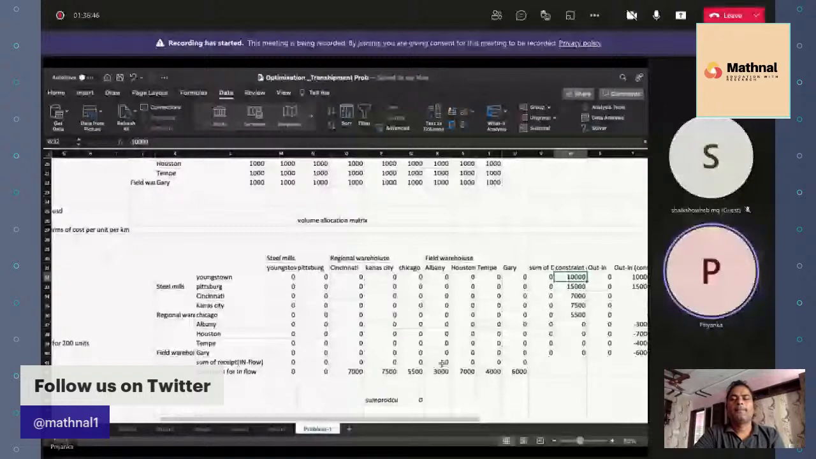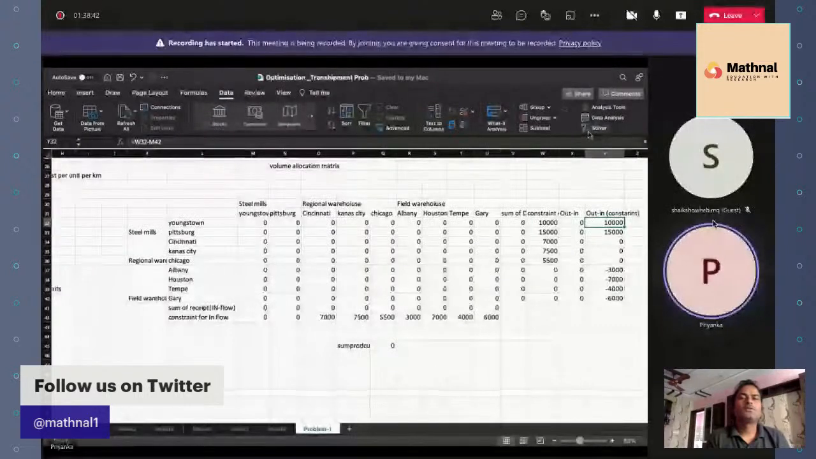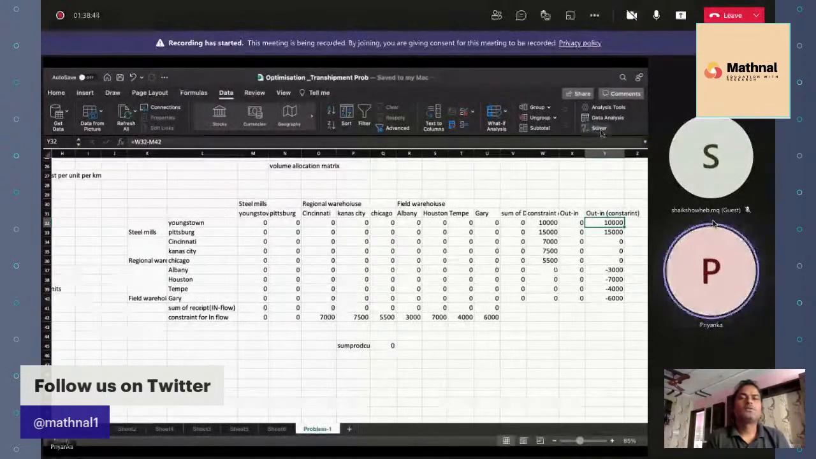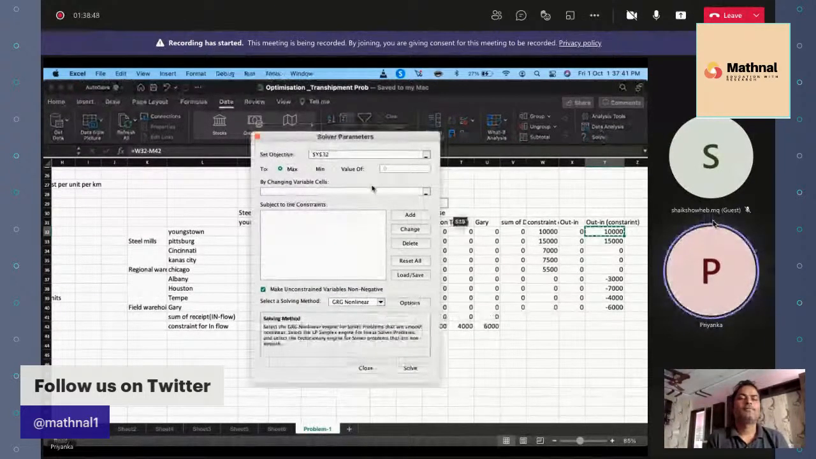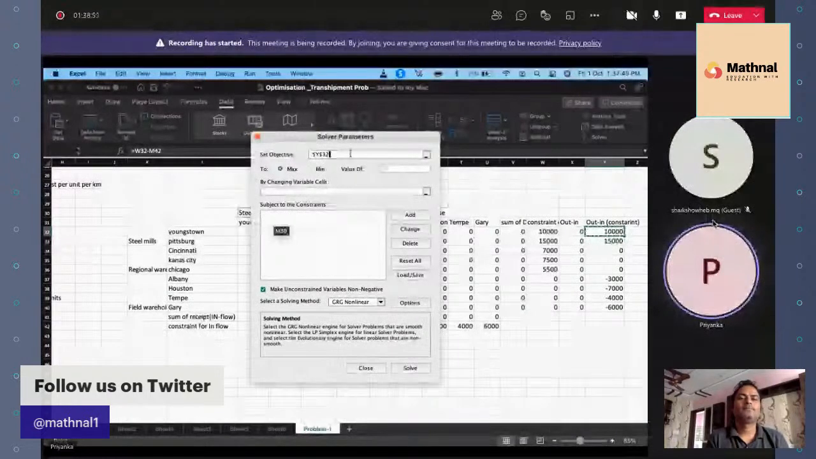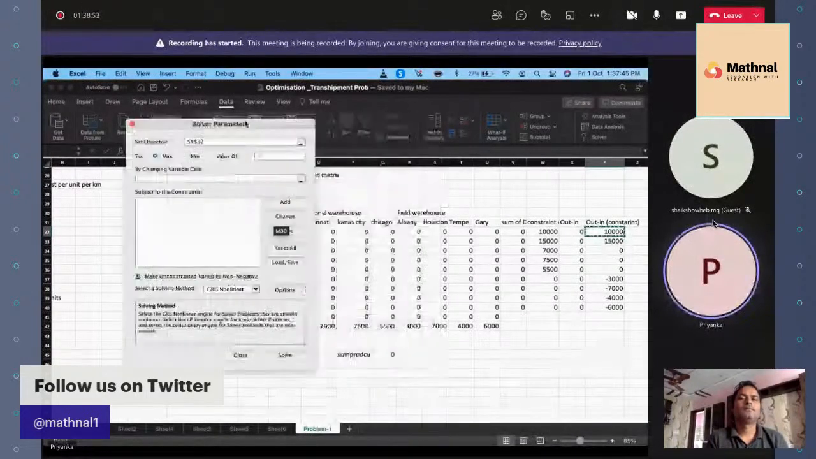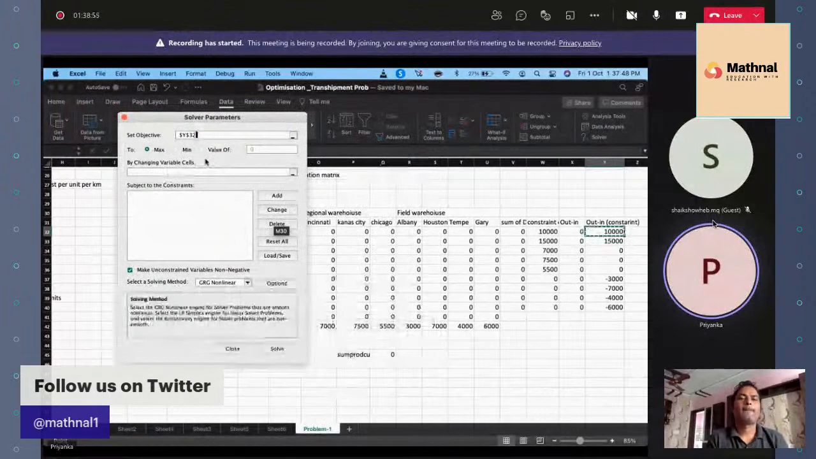Okay. So let's build a model now. Let's go to data, then go to solver. What is the objective? Okay, what are we doing? What are the variable cells? Where do you want allocation?